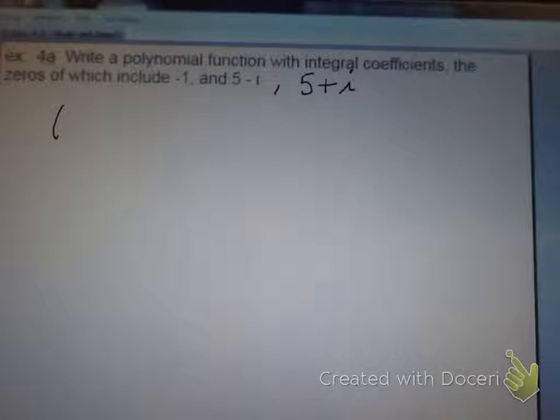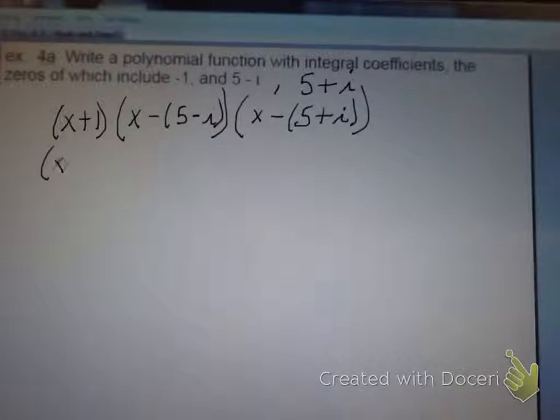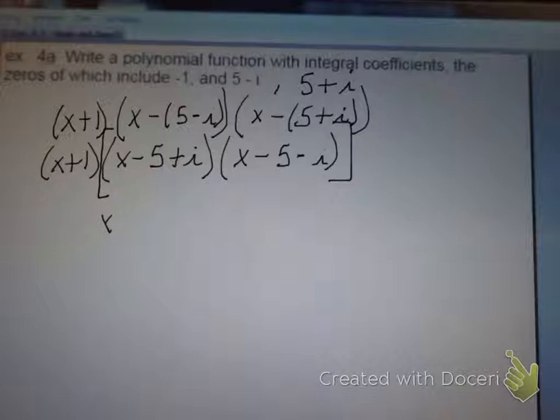So we have to put all three zeros in factor form. And remember, it's always x minus the root. So that's x minus the quantity 5 minus i, and x minus the quantity 5 plus i. I have to do the distributive property. So I end up getting a trinomial. I'm always going to multiply the two factors that have an imaginary number together, because some things might cancel out.